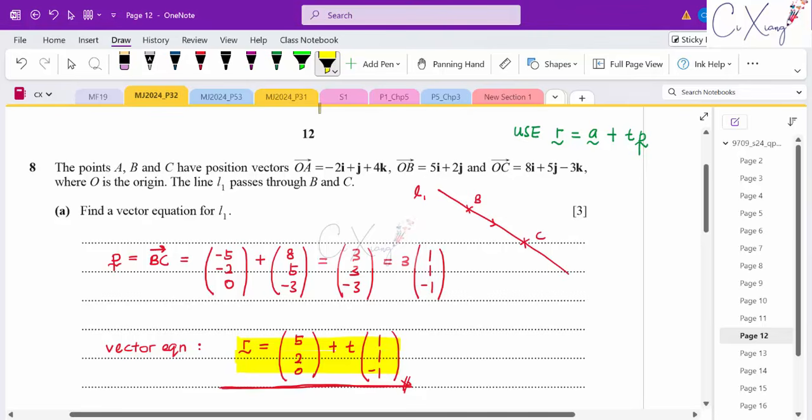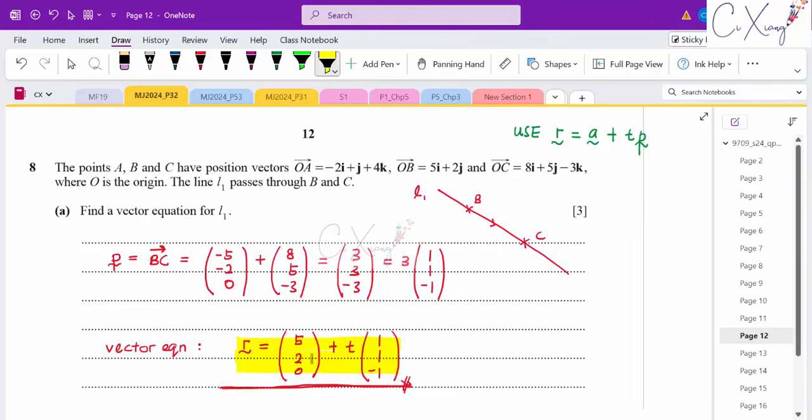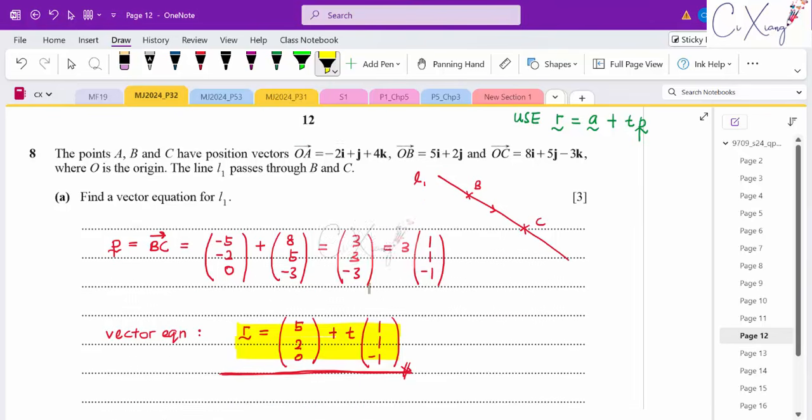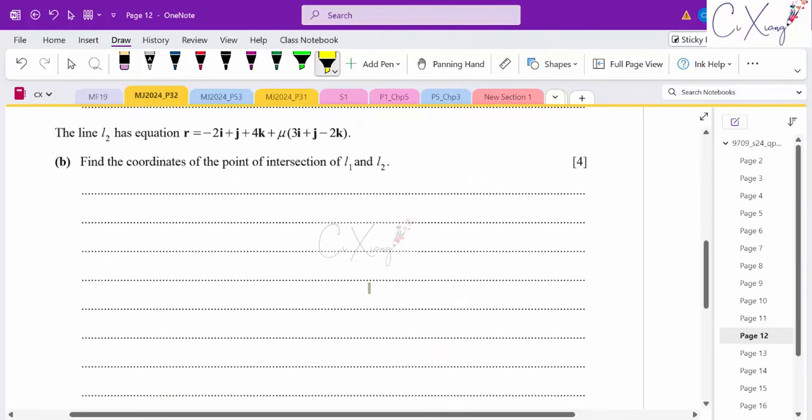But of course, if you want to use OC, (8, 5, -3), and put it as the passing point here, also no problem. So both answers are correct. Alright, let's have a look at part B. For part B, they give us another equation, which is for line number 2. Find the coordinates of the point of intersection of line L1 and L2.